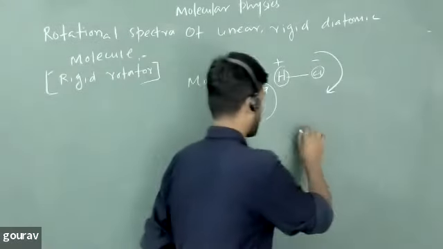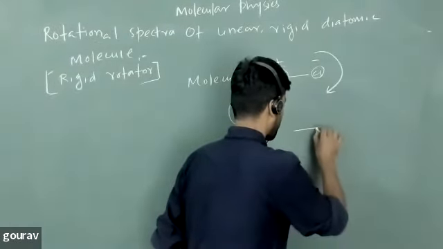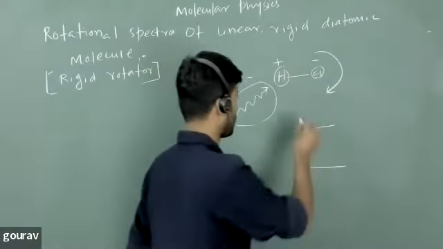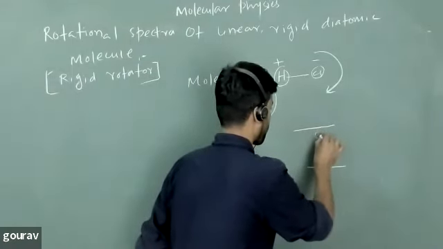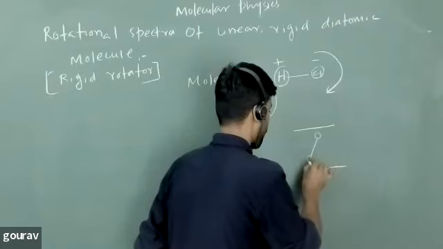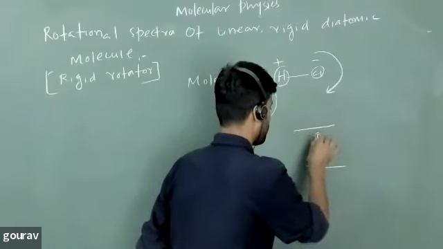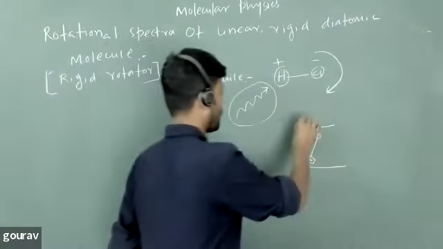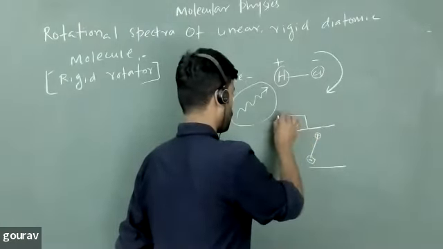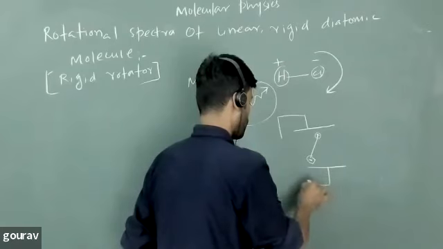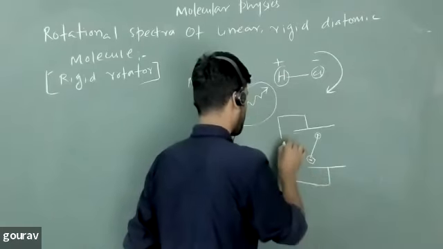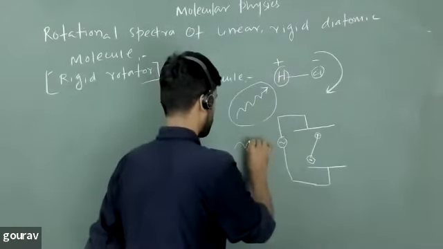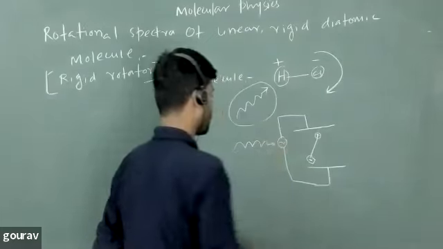So let us assume a capacitor. Okay, inside the capacitor you have kept this molecule. Let us assume this is H plus and this is Cl minus, H plus Cl minus. And I am connecting this capacitor to an external source of microwave. Okay.